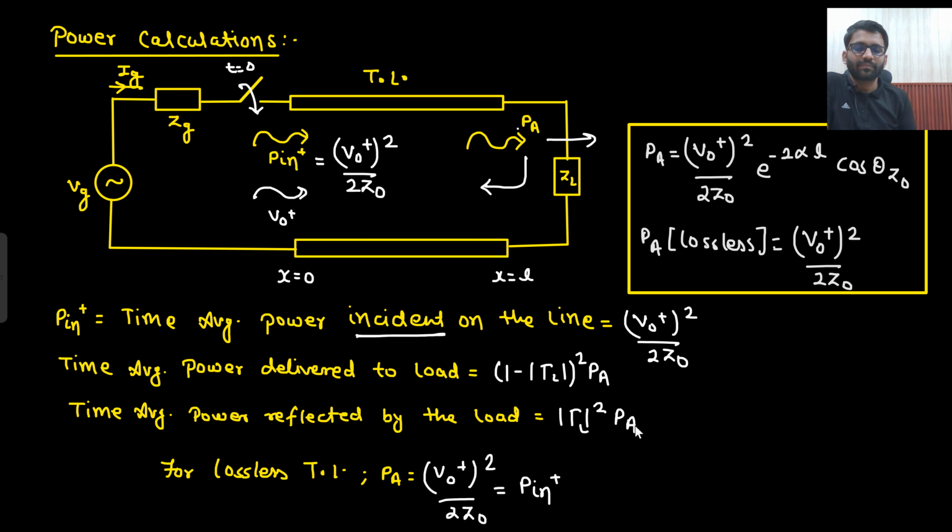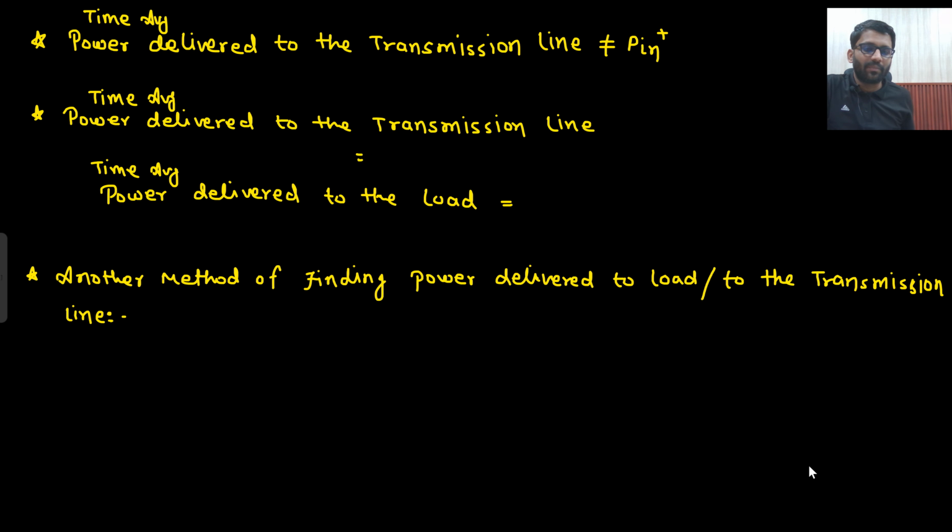All good? Now, one thing I focused on in this part was incident: time average power incident on the transmission line. Now there is another term, so listen to me very carefully. What was this term? Time average power incident on the transmission line. Now there will be another term. What will be that term? Time average power delivered to the transmission line.